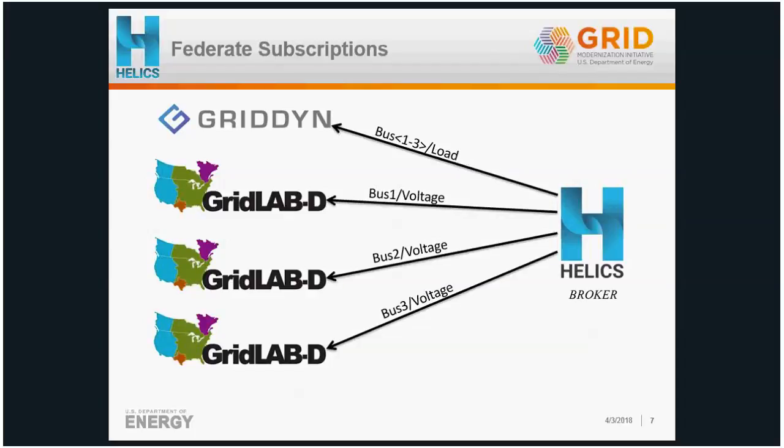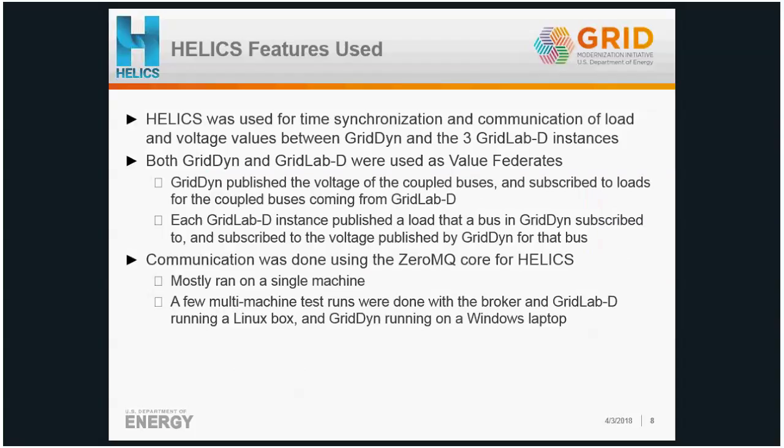And then the subscriptions: GridDyn would receive the loads for the various buses that GridLAB-D had published, and the GridLAB-D instances would get a voltage value that GridDyn had published. So we used Helix to handle the time synchronization and the communication of load and voltage values between GridDyn and the 3 copies of GridLAB-D.